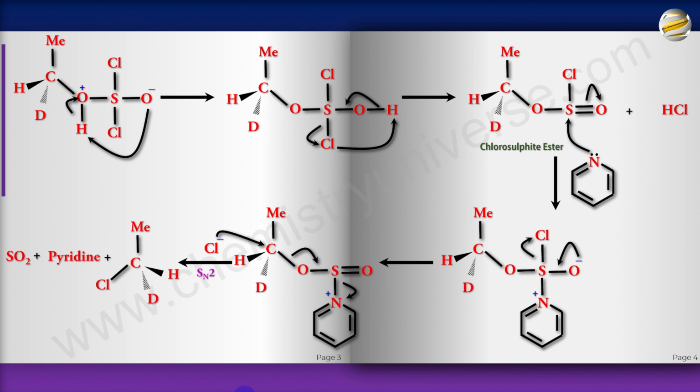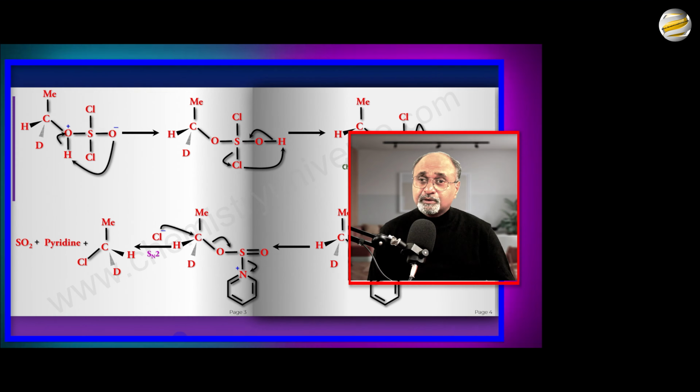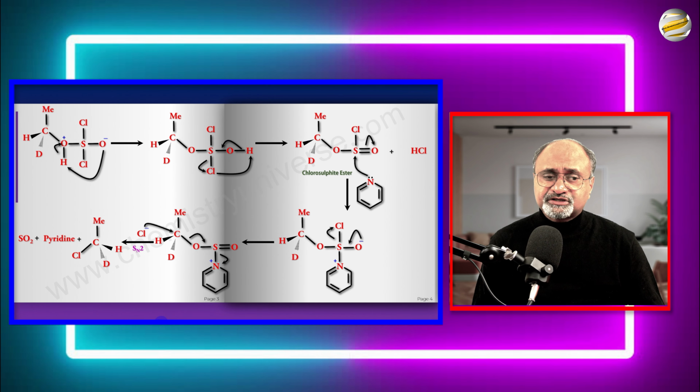So this is what happens when pyridine is present. And the advantage of this reaction is, now you must also understand that you must have done about percentage yield. Now what is percentage yield? Percentage yield is obviously the amount of product that you really get and the amount of product that you should have gotten had the reaction proceeded the way we write the reaction without any loss.